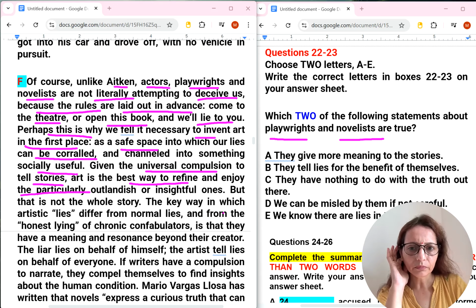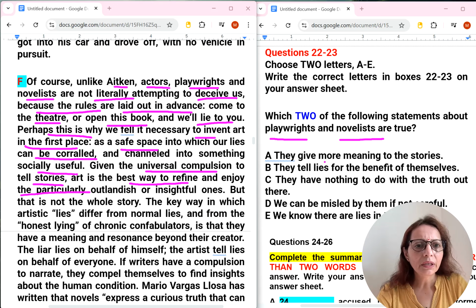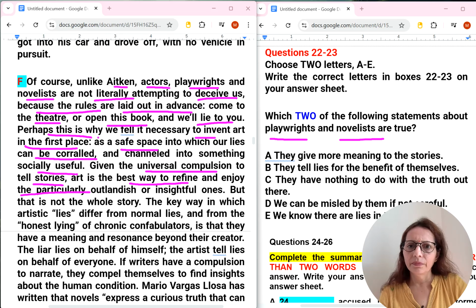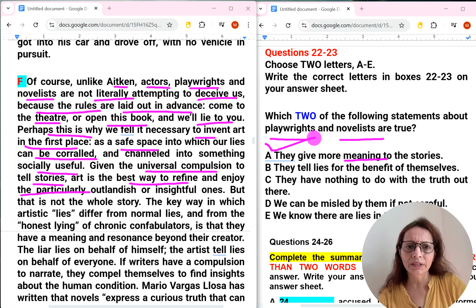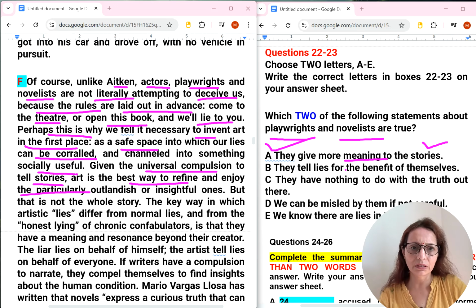Okay, let's read the options. They give more meaning to the story. Yeah, that's why they are saying invent art in the first place. So you can read it: they are not literally attempting to deceive us because the rules are laid out in advance. Come to the theater or open this book, we will lie to you. Perhaps this is why we felt it necessary to invent art in the first place. So, meaning-wise, you can say indirectly it is matching. I think they give more meaning to the story if they tell lies.